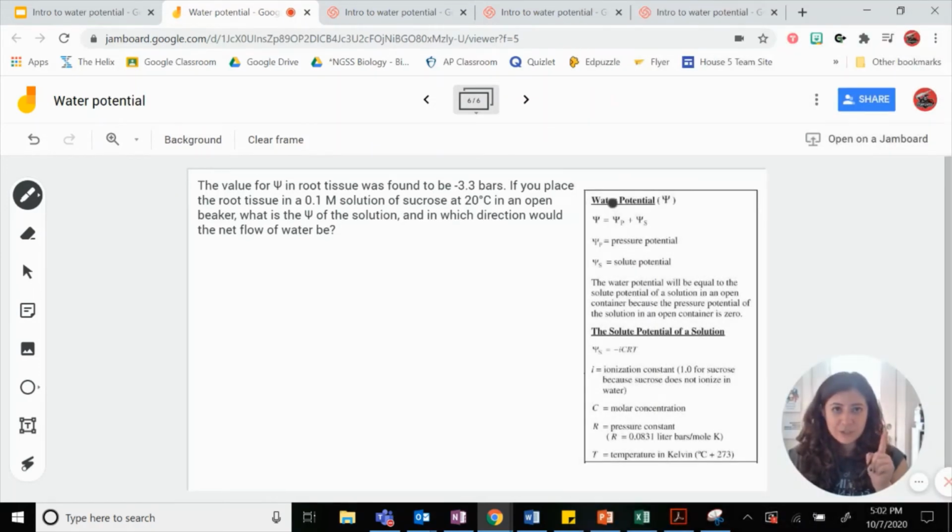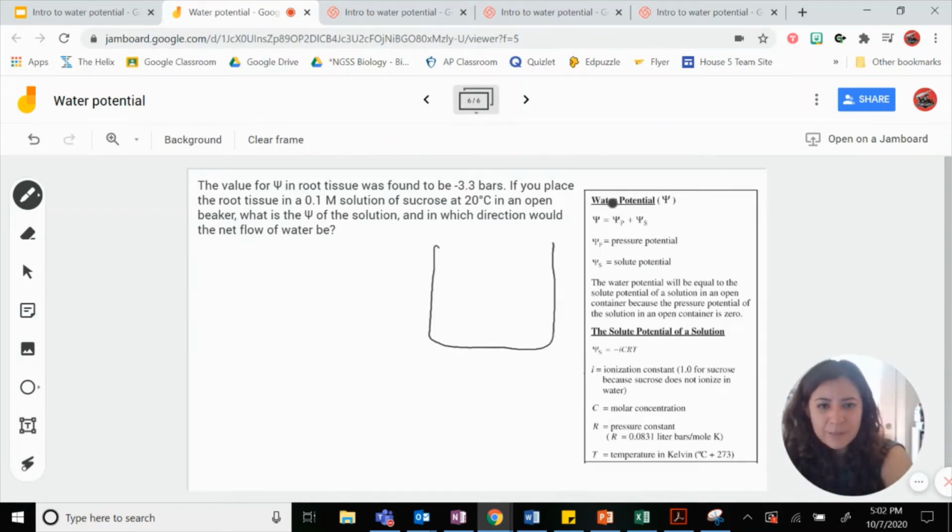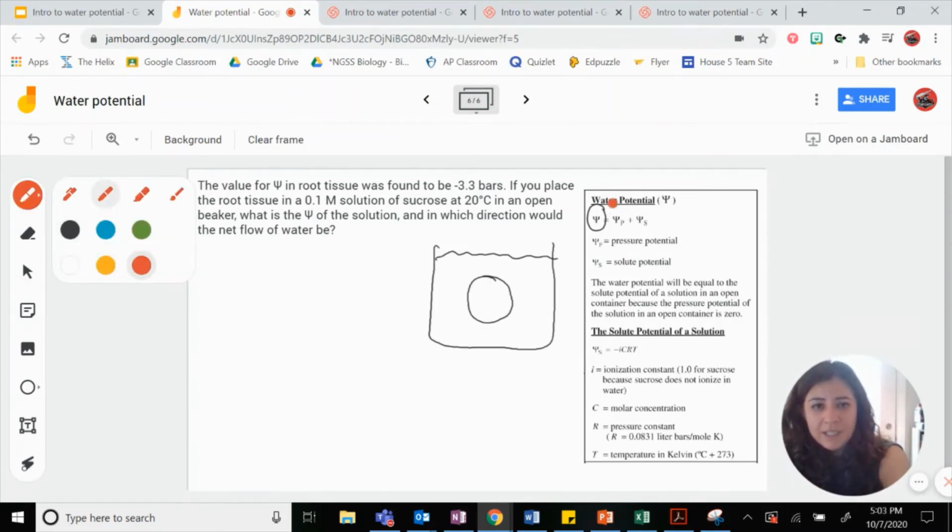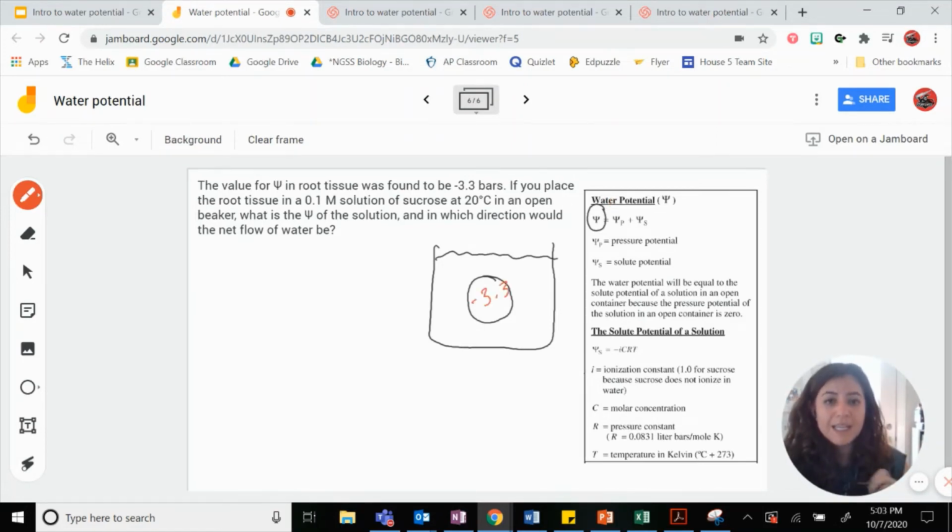So what's the first thing we should do? Draw a picture. That's right. So I'm going to just draw my little picture. Here's my beaker. Here's my root. The problem tells us that the solute potential, so it's given us just the whole thing, makes our lives easy, right? The solute potential in that root is a negative 3.3. So I'm just going to write that in here, negative 3.3. And now we need to calculate the solute potential of the solution outside.